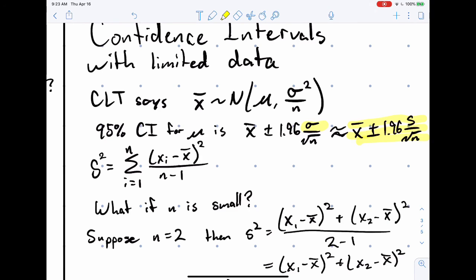That's why we need this alternative procedure that I'll talk about in the next video. That's the t-distribution. We'll use that to account for this change in s, and I'll explain that.